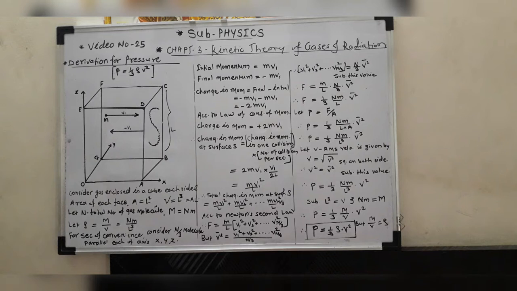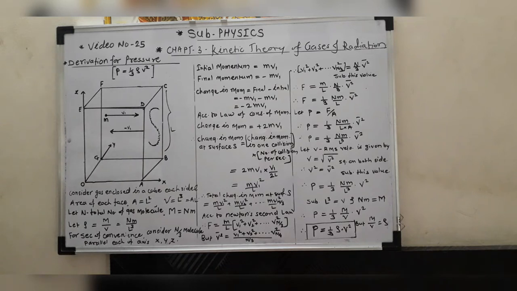Then for the sake of convenience, for the sake of simplicity, consider the three intersecting edges of the cube, which are the rectangular coordinate axes, x, y and z axis. We can assume here the average number of gas molecules, which is N by 3. Suppose the number of gas molecules is 1, 2, 3 dot dot N, but here we are assuming the average number of gas molecules, which is N by 3.